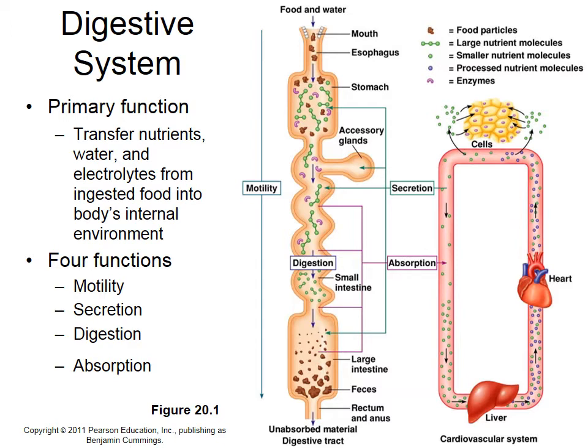Okay, mix it with the digestive juices. Those digestive juices are secreted into the GI tract. So secretion is also a major role of your GI tract. Okay, and then of course digestion and absorption. So those are the four major roles of your GI tract: motility, secretion, digestion, and absorption. Although we probably should add up here protection as well.